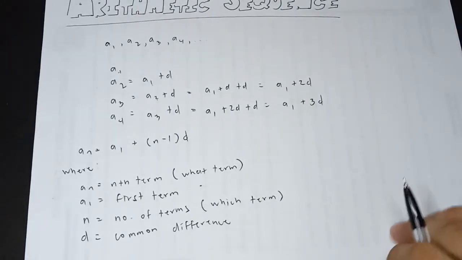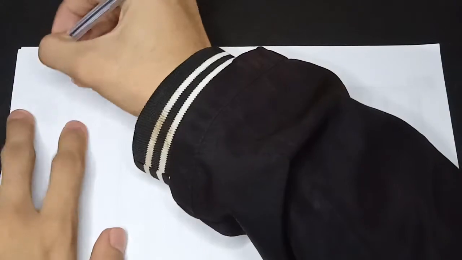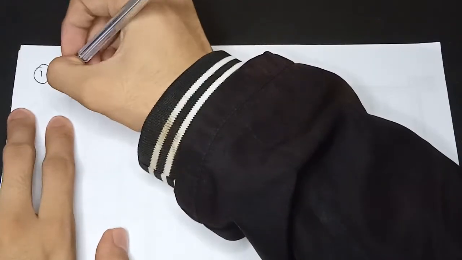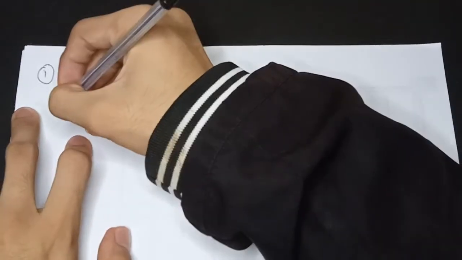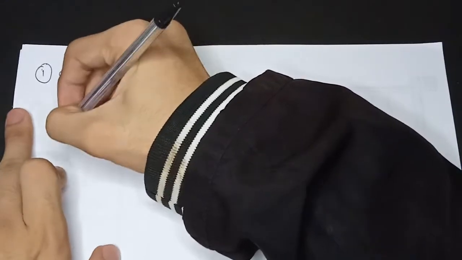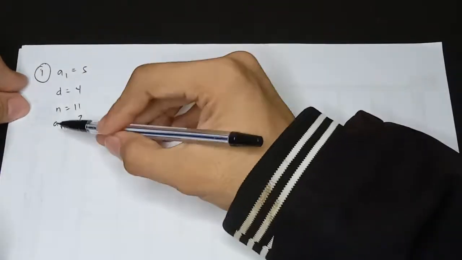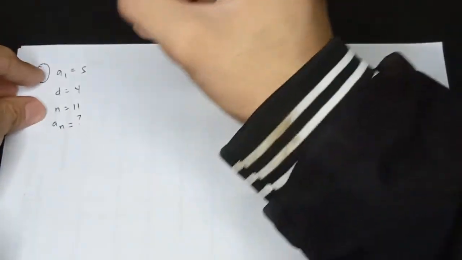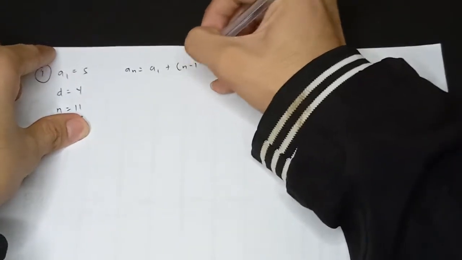So, let's try to solve some problems para matuto tayo kung paano mag-solve ng arithmetic sequence. So, I have here, okay, meron tayo dito, sulat natin. A sub 1 is equal to 5. D is equal to 4. n is equal to 11. And what is a sub n? Okay? So, dito sa problem natin ito, ang hinahanap natin is a sub n. Okay? So, write first the formula. A sub n is equal to a sub 1 plus n minus 1 times d.